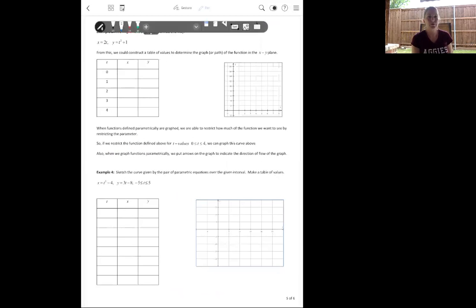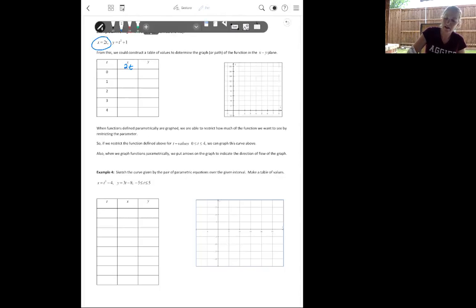So our next example, example 3, we might have a function defined this way. x equals 2t, y equals t squared plus 1. From this, we could construct a table of values to determine the graph or path of the function in the xy coordinate plane. So we have t values in our table, 0, 1, 2, 3, 4. So 0 seconds, 1 second, 2 seconds, 3 seconds, 4 seconds. x is defined as 2t.